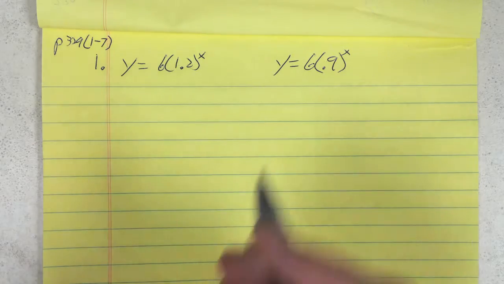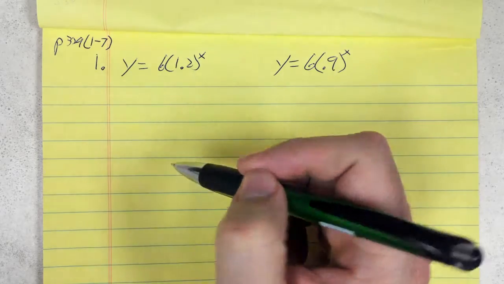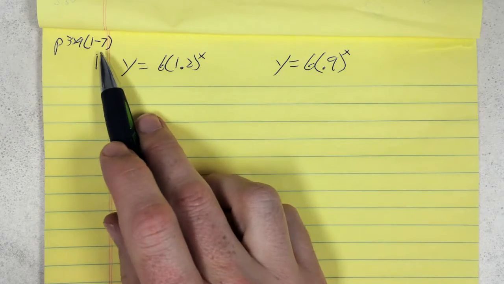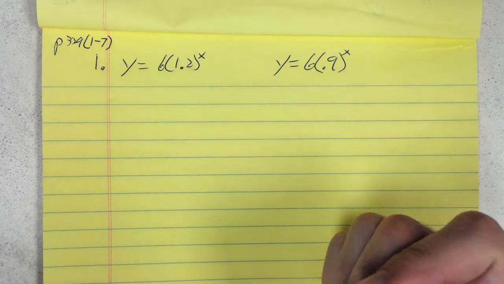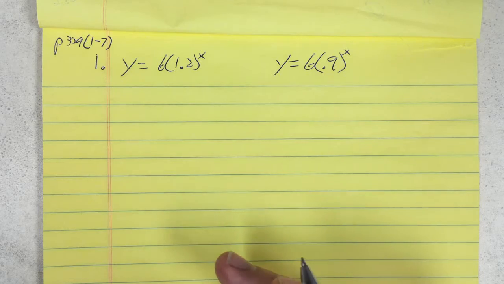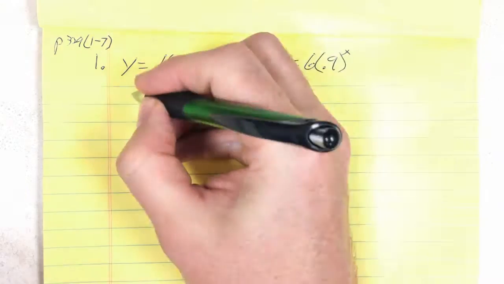Okay, so we should have watched a video over asymptotes and exponential functions, and then we should have done page 329, 1 through 7. I'm just going to walk through the answers, so hopefully we are certain that we've got everything right. All right, so number 1 on 329 says to graph.